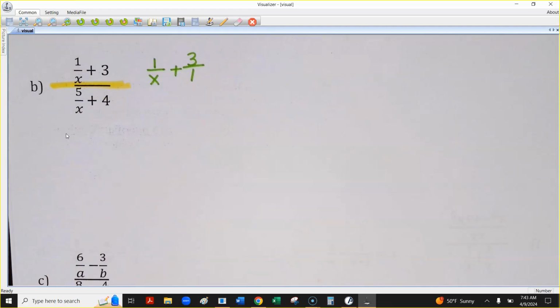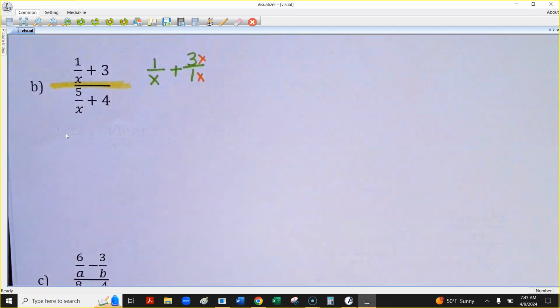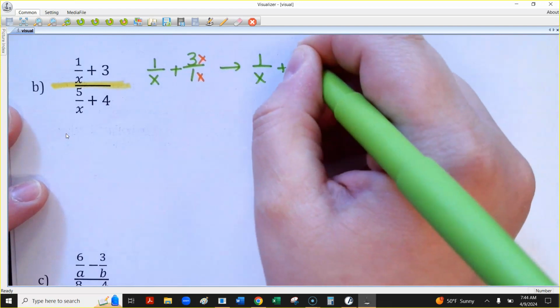Anybody know? What would common denominator between x and 1 be? It has to be x, right? Okay, so all I'm going to do, top and bottom, it can be a variable, that's fine. Top and bottom here, I'm going to multiply by x. All right, what that's going to do is not too much. We're just going to have 1 over x plus 3x over x.